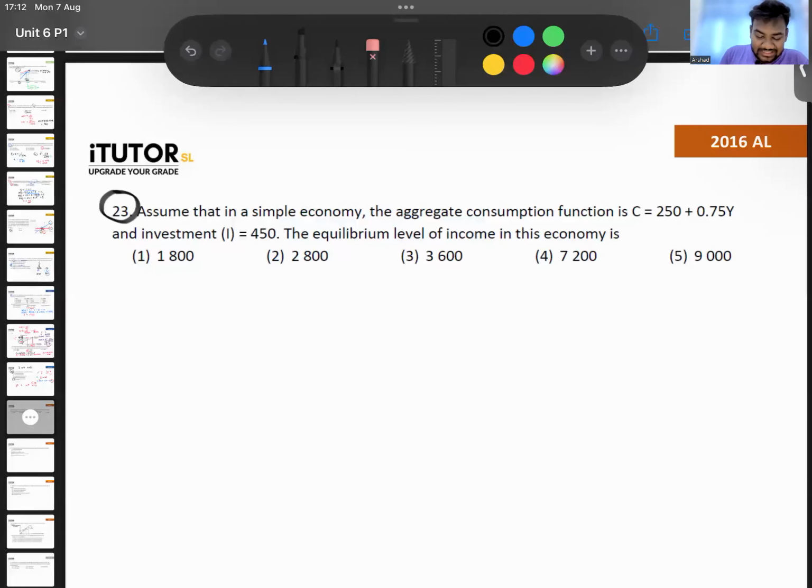So starting with the 2016 paper, assume that in a simple economy, consumption is C equals 250 plus 0.75Y, investment is 450. Find the equilibrium level.